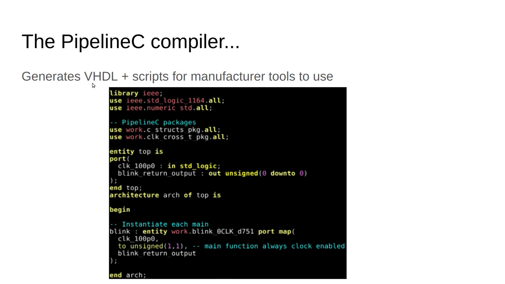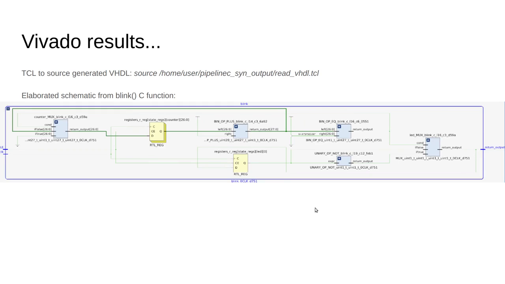Like I said, it's generating scripts and code that you drop into the tool, hopefully with some kind of example project around it. VHDL, so any tool can support it. Here's Vivado. The tool generates a script, so that's pretty easy. Go with Vivado's flow just as you normally would.